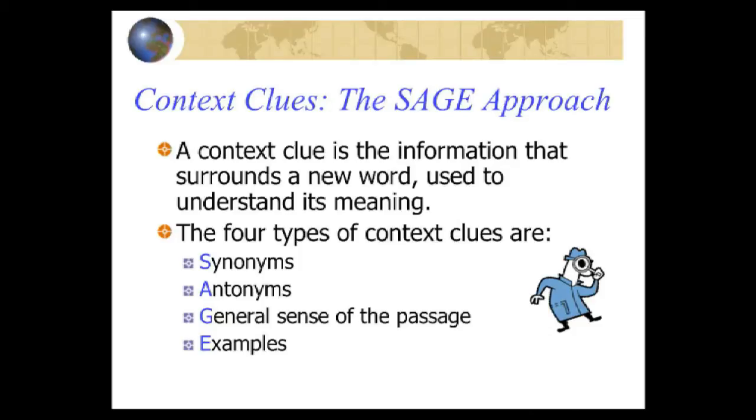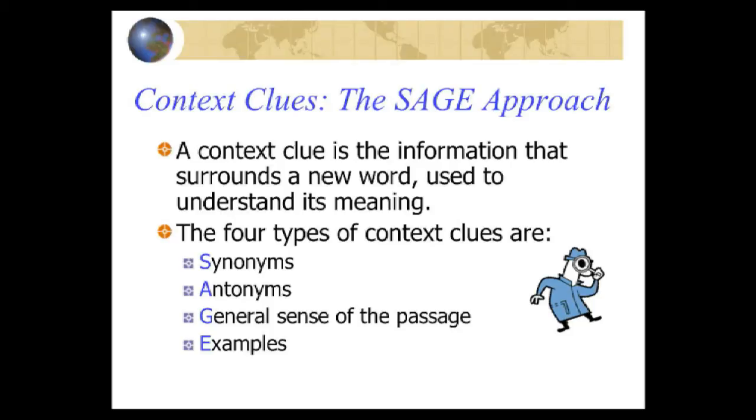So the next term that I would introduce you to is, what is a context clue? A context clue is the information that surrounds a new word, and it's used to understand its meaning. Basically what that means is that we take an unfamiliar word, we put it in a sentence surrounded with words that we are familiar with, and then based on how it's presented in the sentence, we now have a context clue and we can figure out the meaning of the word.